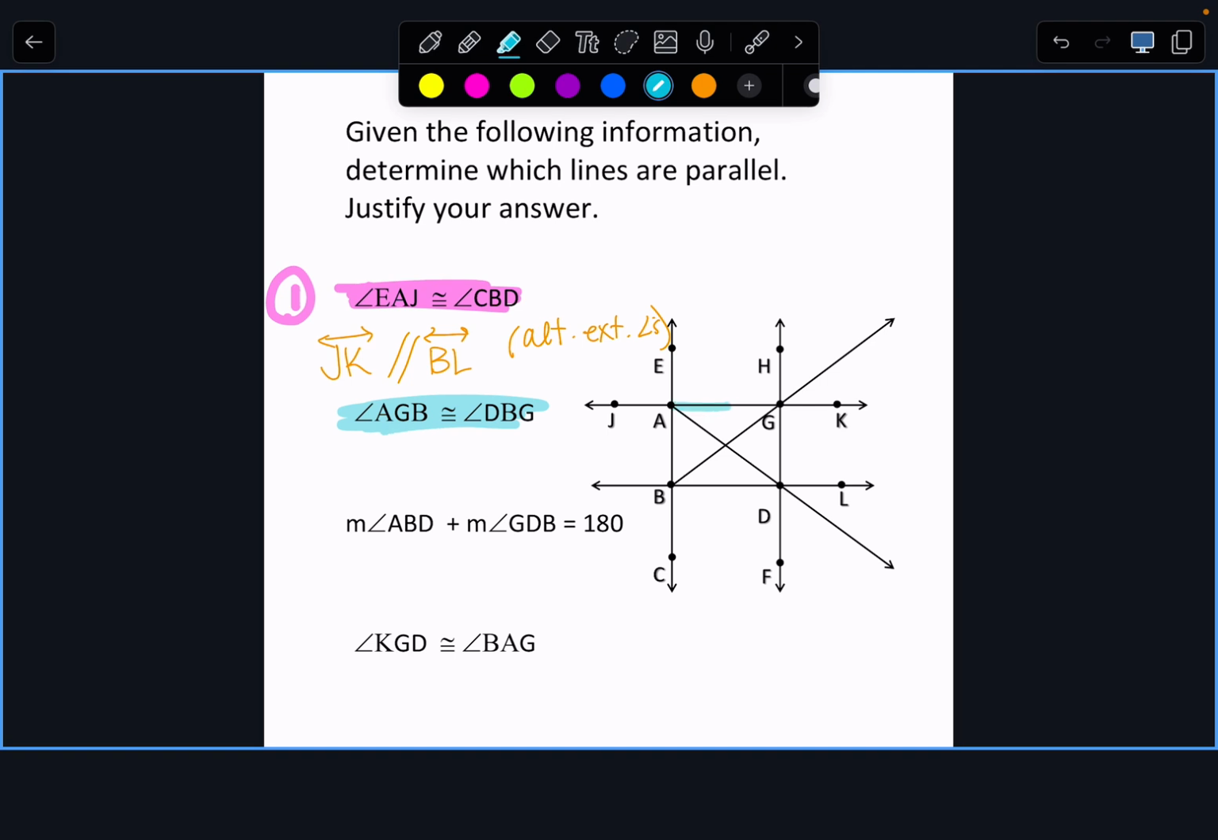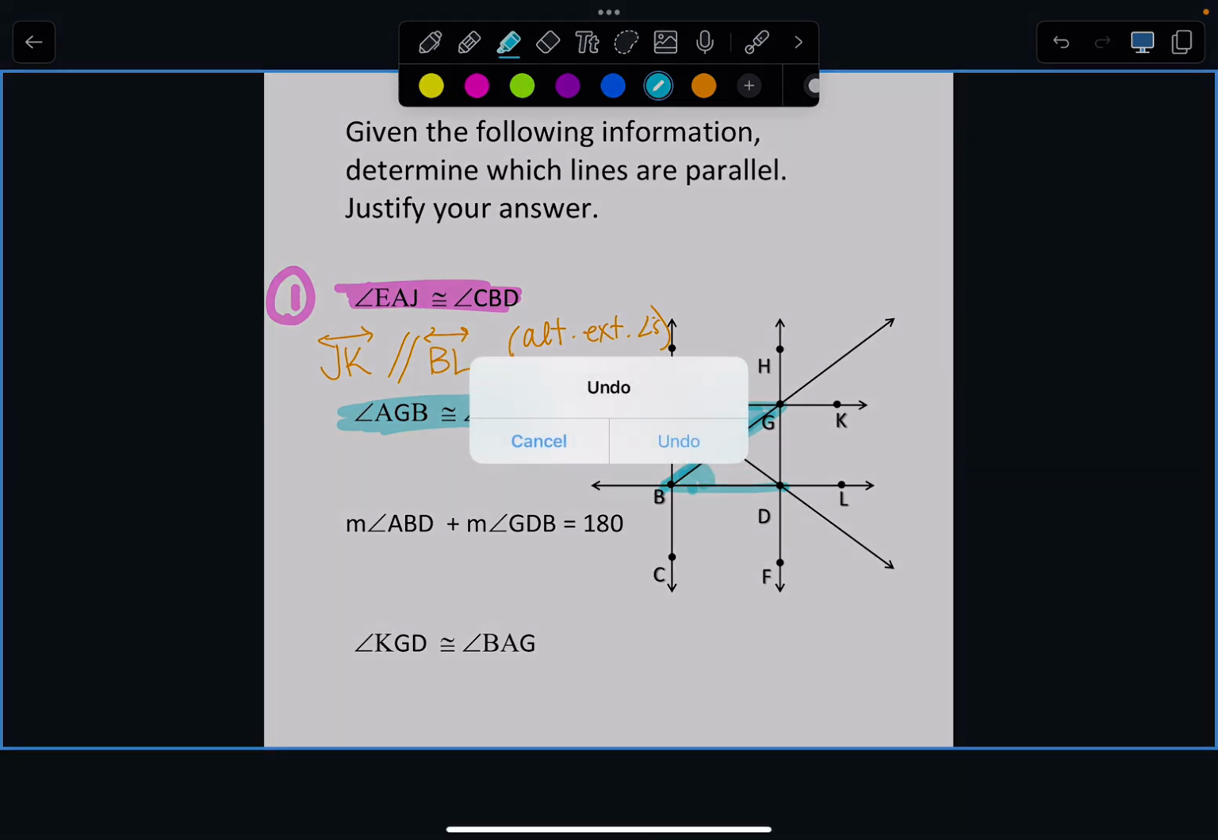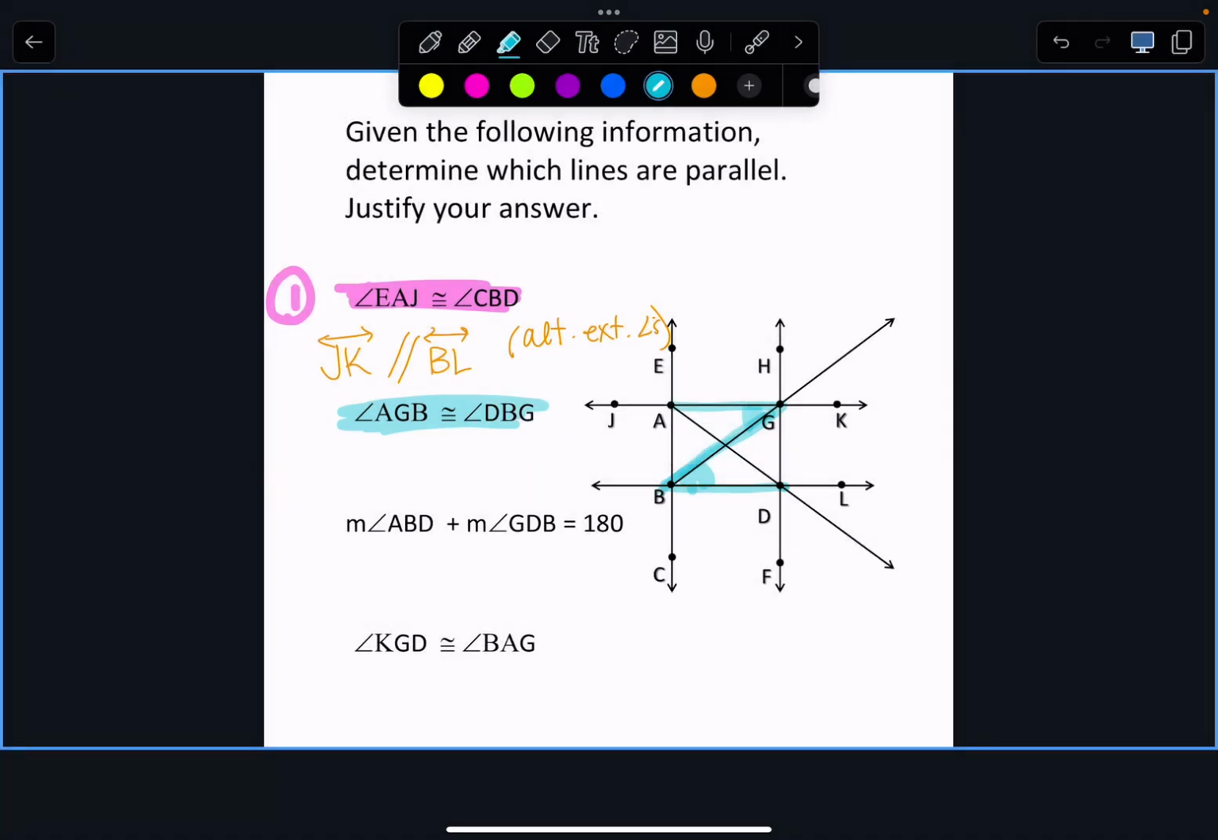A, G, B, and B, D, B, G. Ooh, it makes a Z, right? Oh my gosh, it's a Z. Which one is the transversal? Okay, this is our transversal. And here are our parallel lines.